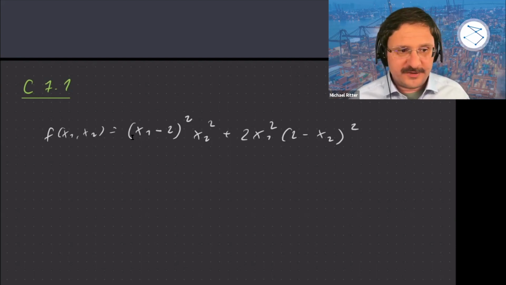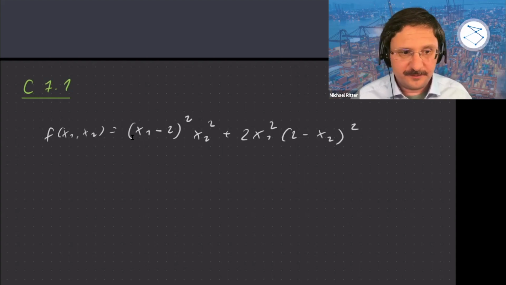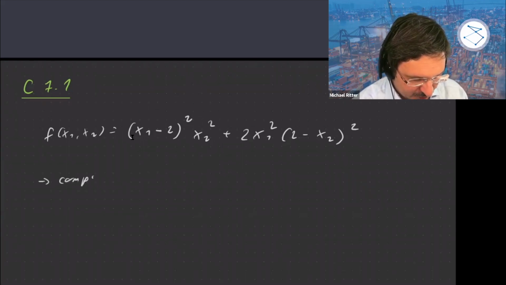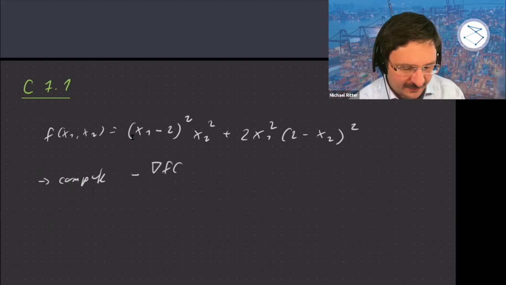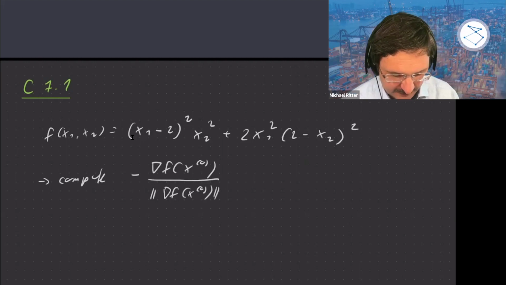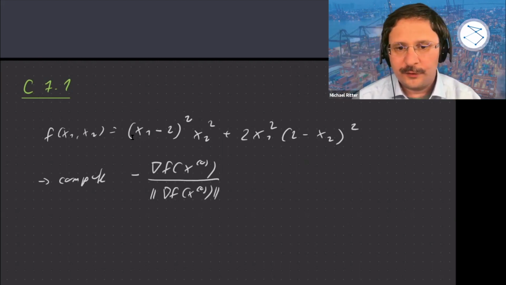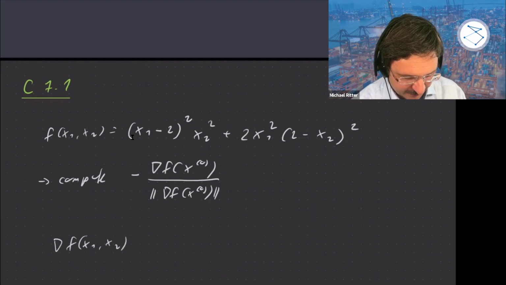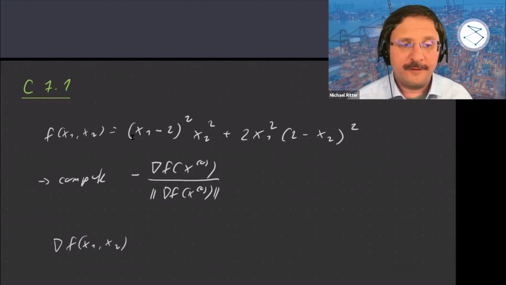So for the search direction, basically what we need is the negative gradient, or more precisely, the normalized negative gradient. So that's what we are going to compute. We're going to compute minus the gradient of f at the point x0. And we're going to normalize that unless, of course, that gradient is 0. So first thing we do is we compute the general gradient, nabla f of x1, x2.